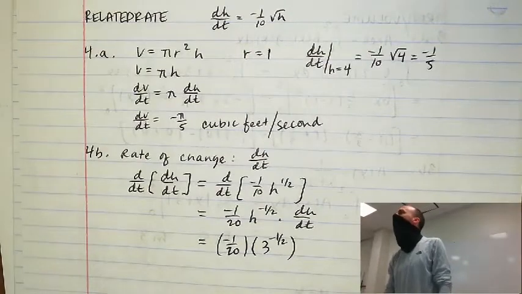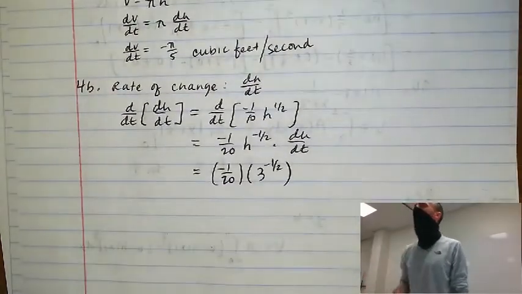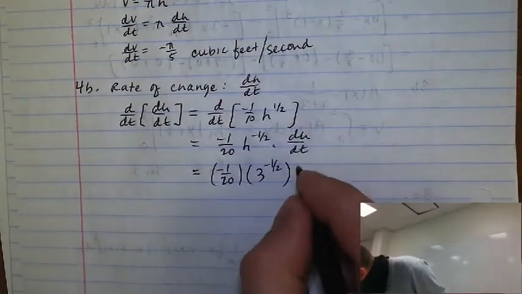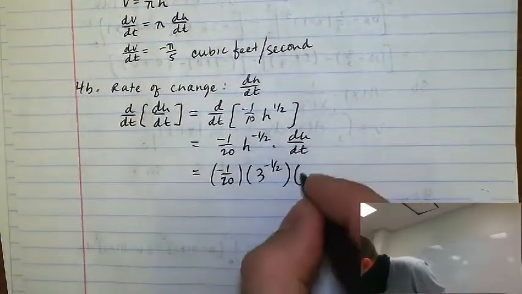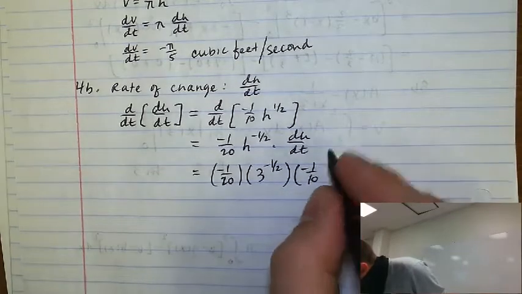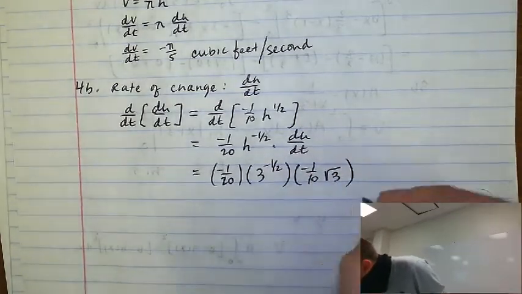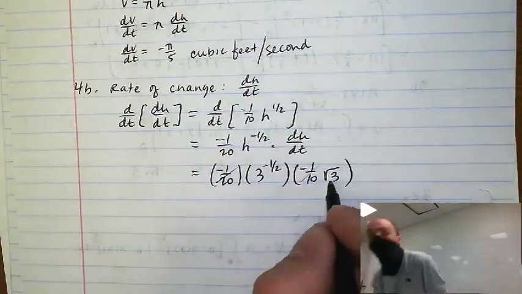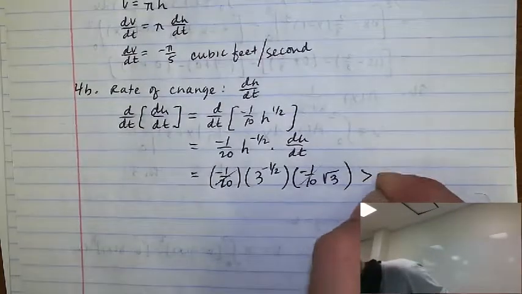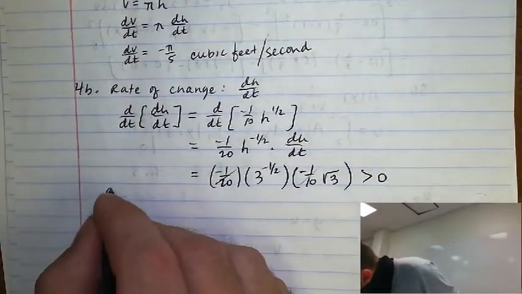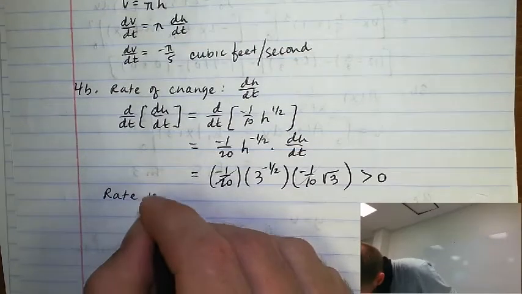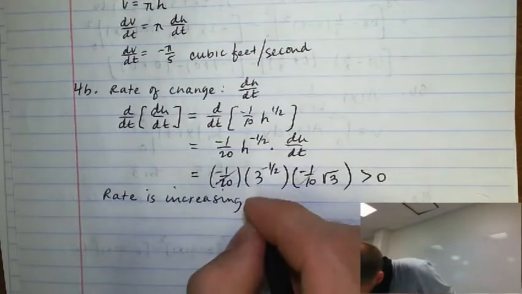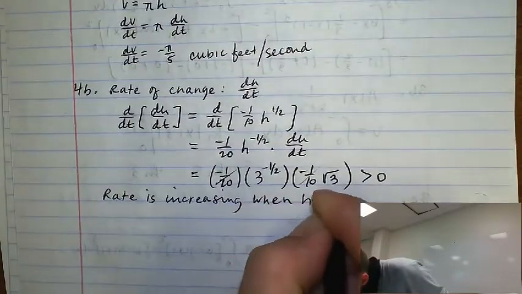That's interesting. That's a weird number that's come up twice in this problem set, right? 1 over the square root of 3, that's just not what you would expect. And then dH dt is something I'm going to have to think about. It's going to be -1/10 of the square root of 3. And I'm seeing negative times a negative is a positive, times a positive times a positive is greater than 0. The rate is increasing when h is equal to 3.